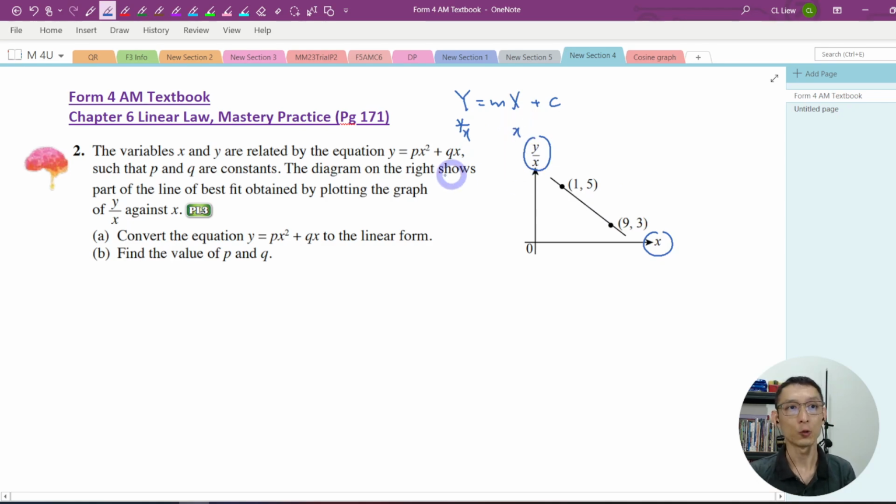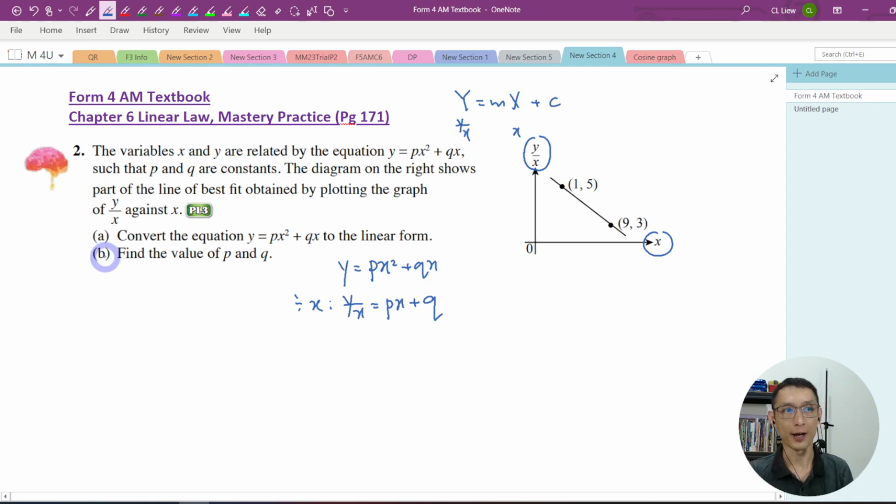So what I'm going to do now is divide the whole equation by x so that I will be able to get y over x. So divide the whole equation by x. This will equal y over x, this will equal px, and this will equal q. Okay, so this is actually the answer for part A.